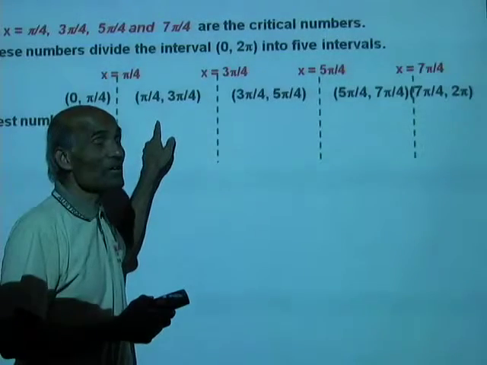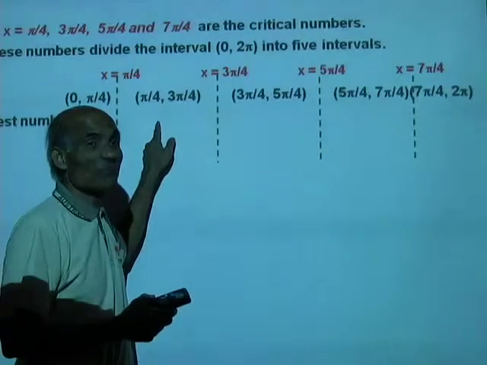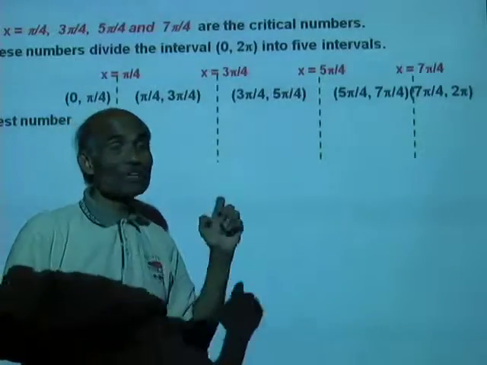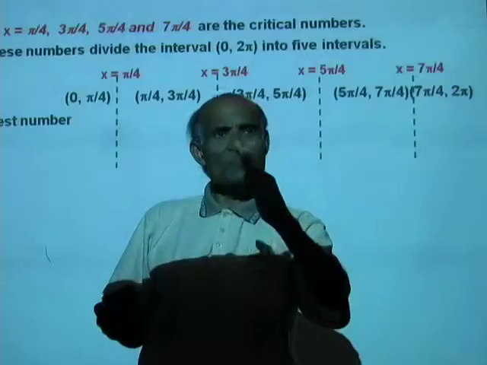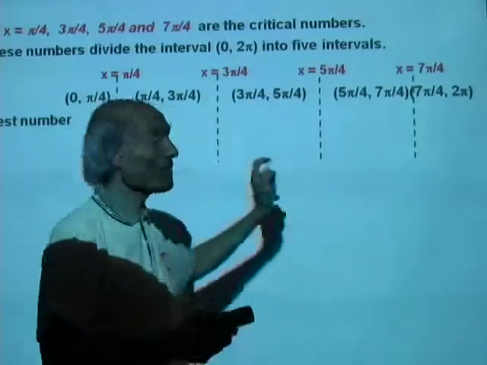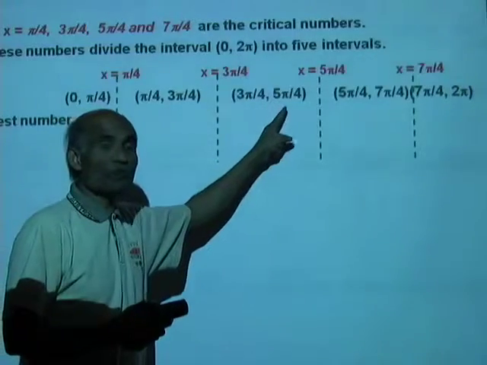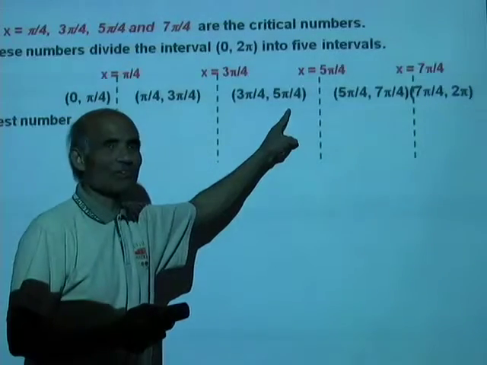That will be, I think, pi by 2. Is that right? Yeah, because 3 pi by 4 is greater than pi by 2. So pi by 2 is a good number there. Now how about 3 pi by 4 to 5 pi by 4?